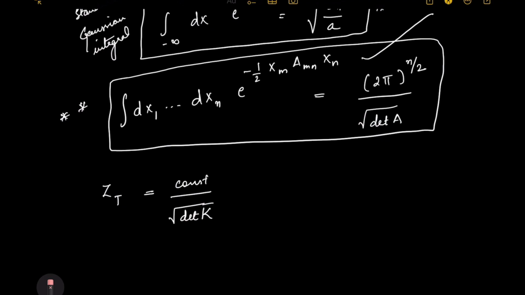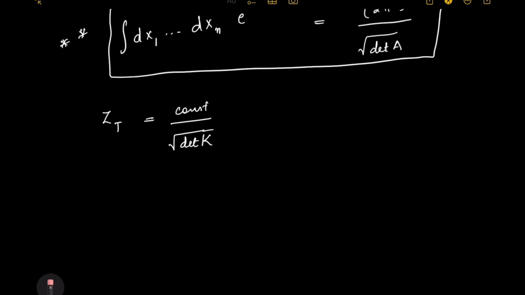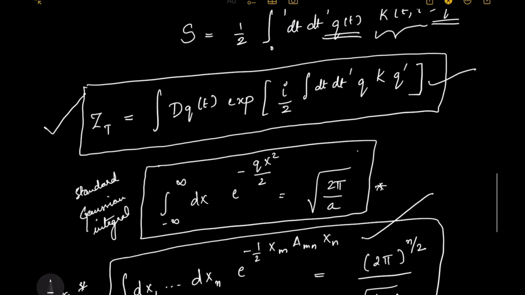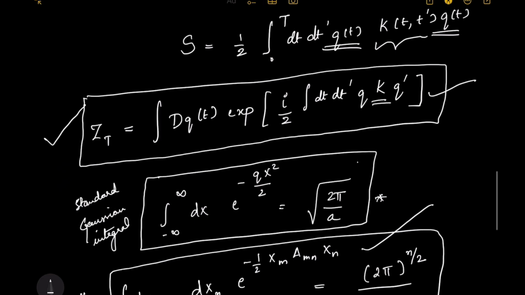And here you have to be very careful because this constant can be divergent, but such constants will always cancel. And here determinant K is the determinant of the matrix K in the space of functions, because q of t is a space of functions. Therefore, K is a matrix in the space of functions.